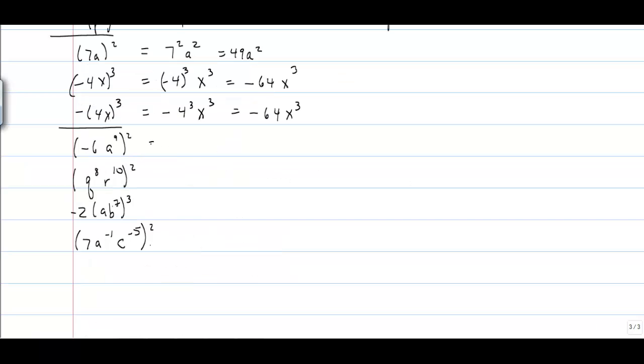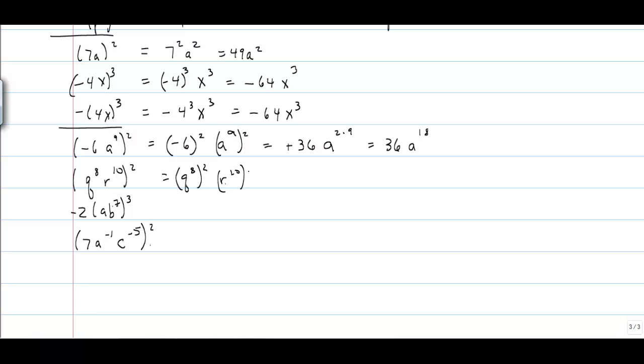For practice 3, this is positive 36. Again, a negative number raised to an even number is positive. And then a to the 2 times 9, or 36a to the 18th. q to the 8th to the 2nd power, r to the 10th to the 2nd power: q to the 8 times 2, r to the 10 times 2, or q to the 16th, r to the 20th.